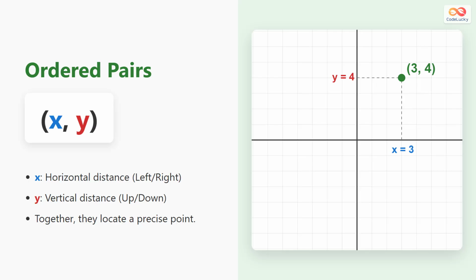To describe any location on this plane, we use an ordered pair, written as (x, y). The first number, x, tells us how far to move left or right. The second number, y, tells us how far to move up or down. Together, they pinpoint a unique location.